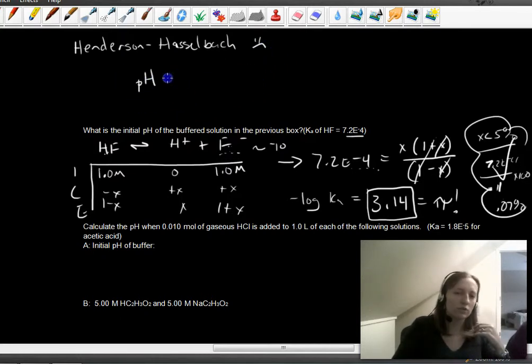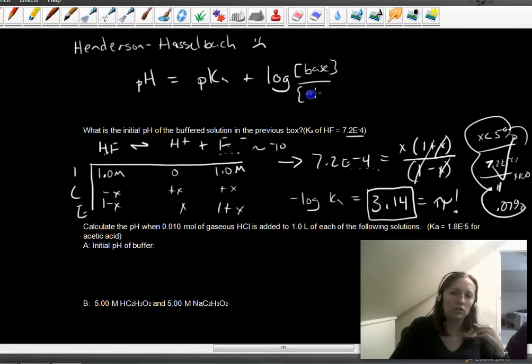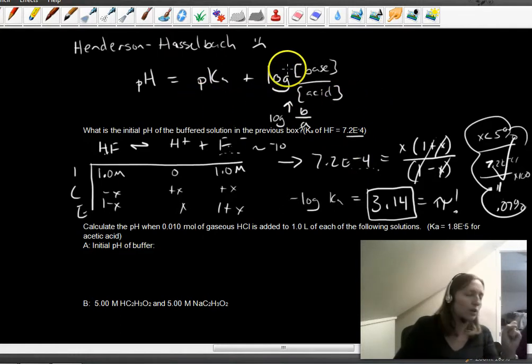The Henderson-Hasselbalch equation is like this. The pH of your buffered solution is equal to your pKa plus the log of the concentration of your base divided by the concentration of your acid. And I call this log B over A. pKa plus log B over A. And one thing you have to remember is that log of 1 is 0, because 10 to the 0th power is 1. Anything to the 0th power is 1.